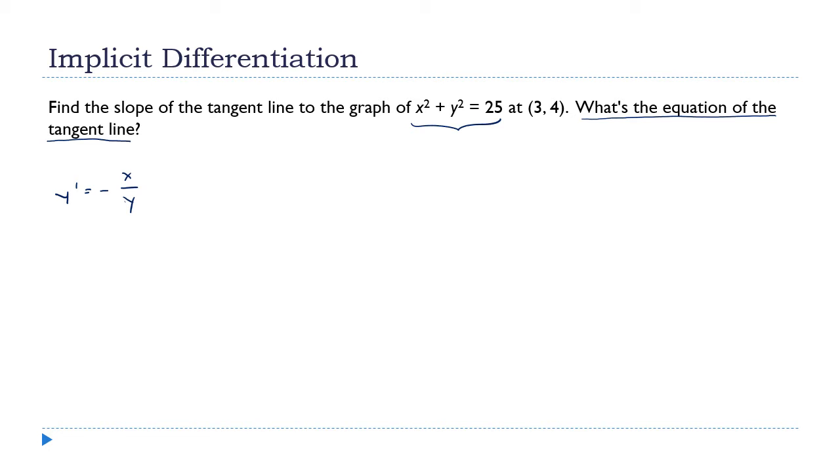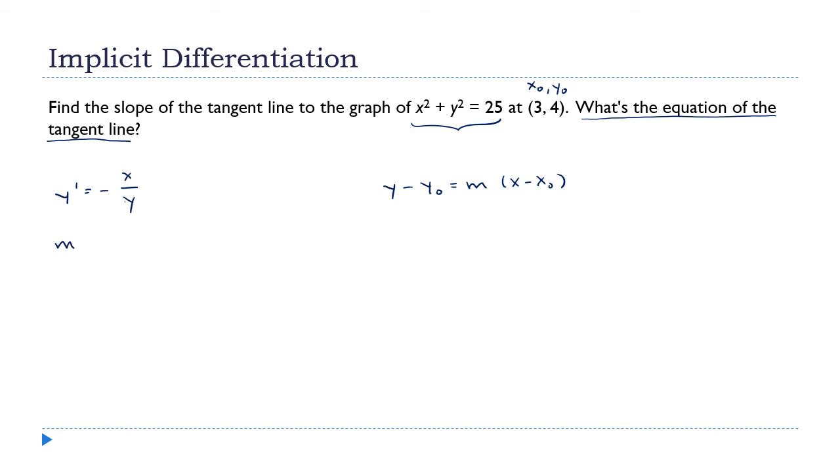And I know to find a linear equation, I can just use my point-slope form: y minus y0 equals m times (x minus x0). I've got the x0 and y0 here. That's 3 and 4. And I can get m.